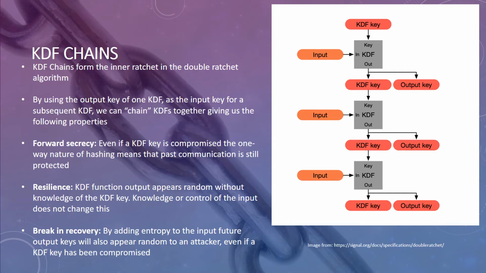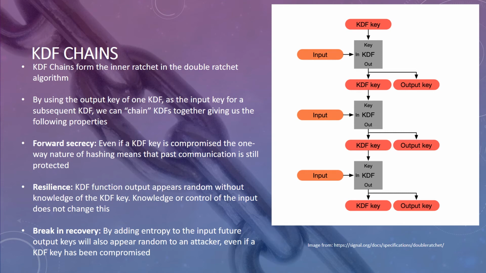KDF chains form the inner ratchet in the double ratchet algorithm. By using the output key of one KDF as the input key for a subsequent KDF, we can chain KDFs together. The KDF function takes two inputs, a key and some input value, and produces two outputs at each step. A different KDF key for the next ratchet step, and a separate message key that can be used as a symmetric key to encrypt or decrypt the message corresponding to that ratchet step.